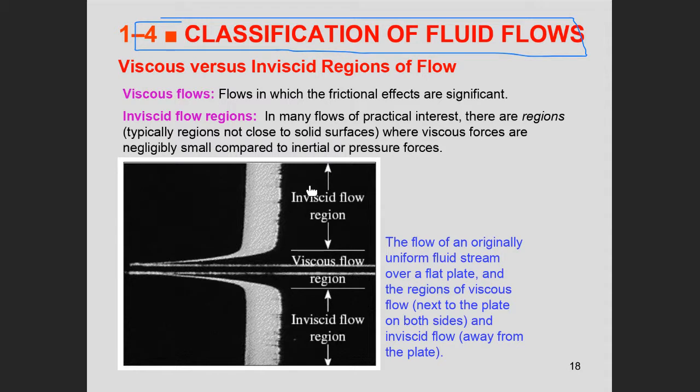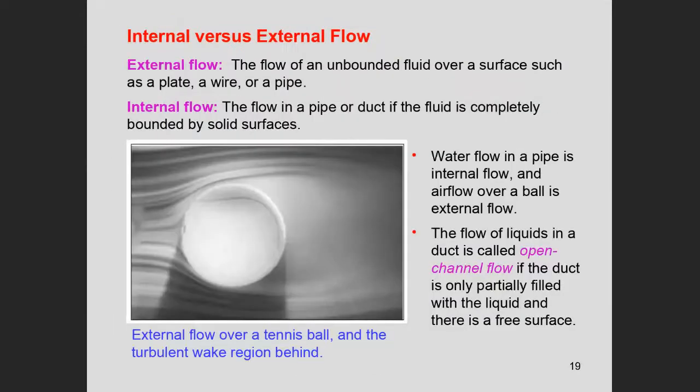Now, try to distinguish between viscosity, which is a property of the fluid, and viscous and non-viscous flows. This is a flow, a fluid in movement. Close to the wall, there is a viscous region, and we call it viscous flow. Far away from the surface, there is an inviscid flow region. So this is the first class of fluid flows, viscous versus inviscid flows.